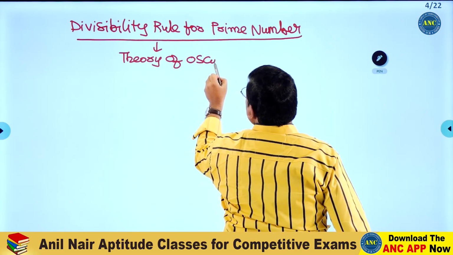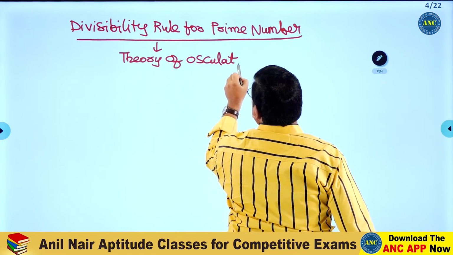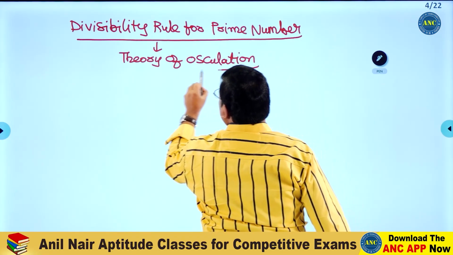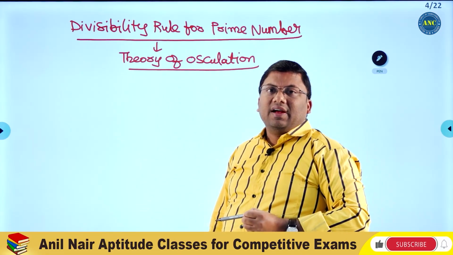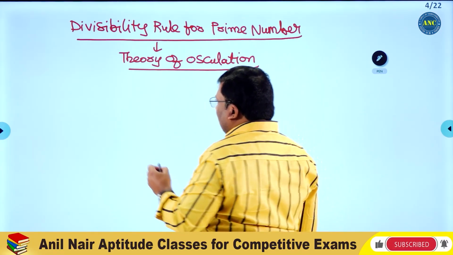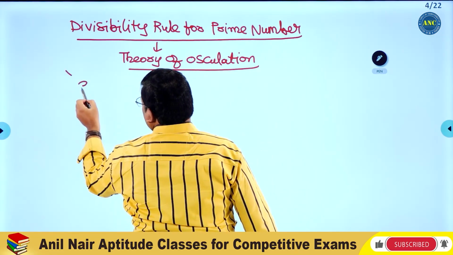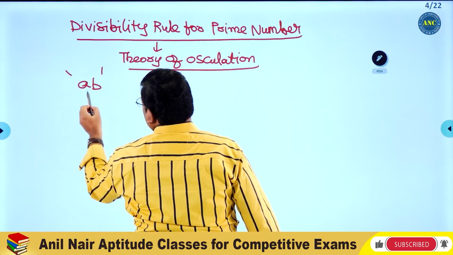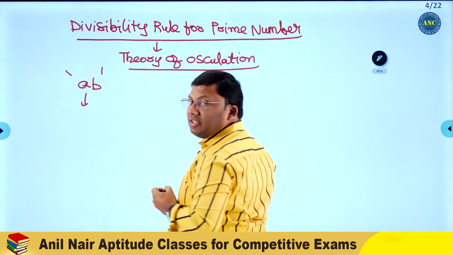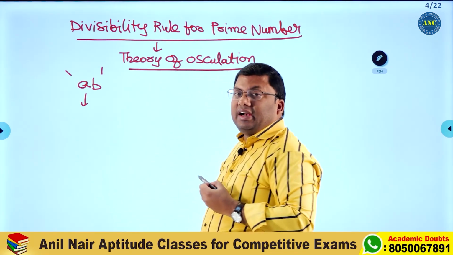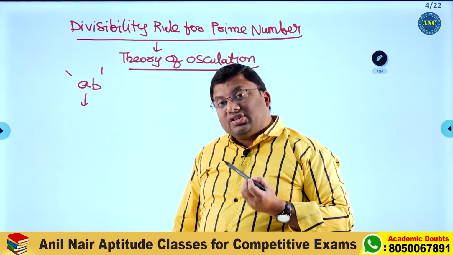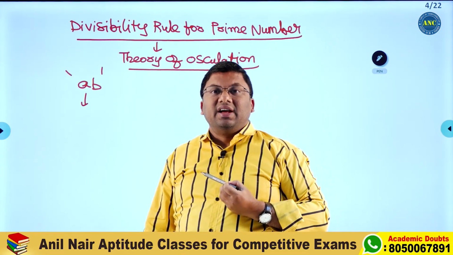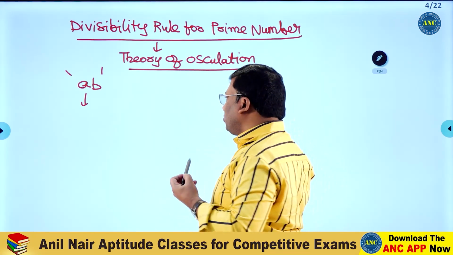Theory of osculation is a concept that will help us in deriving the divisibility rule of a prime number. Let us see the theory of osculation. If there is a 2-digit prime number, let it be represented as AB. If A takes a single digit and B takes a single digit, it's a 2-digit number. If A takes 2 digits and B takes a single digit, it's a 3-digit number, and so on.